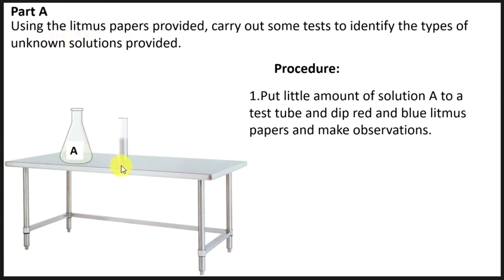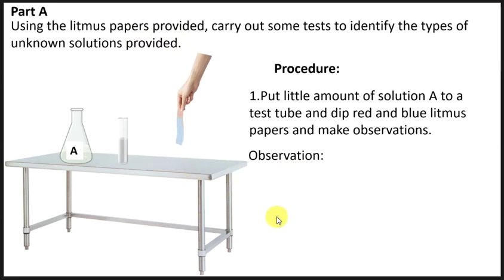Then after that you are going to dip red litmus paper. You pick a red litmus paper here, then dip it there. After you dip, you make careful observation. What have we seen? So write your observation. You write what you have seen.